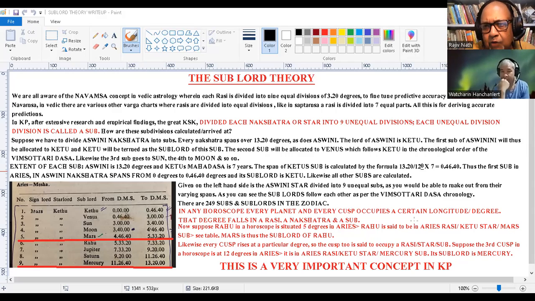Every sub has a sub lord. Sub is a space, a space in the zodiac. This division is called a sub. How are these divisions calculated or arrived at?